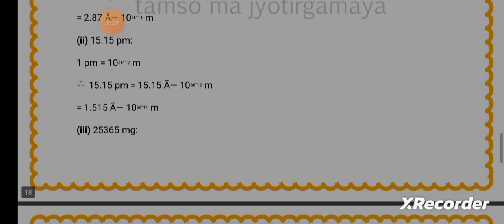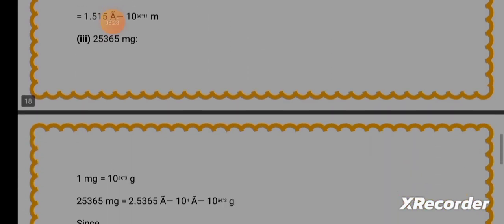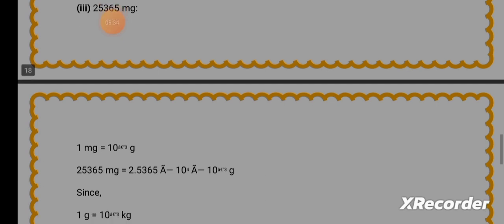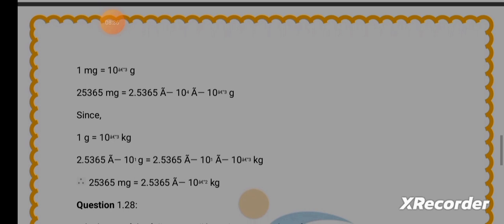Now next is 25365 milligram. You know that 1 milligram is equal to 10 to the power minus 3 gram. So, 25365 into 10 to the power minus 3 gram. So you can easily solve it.